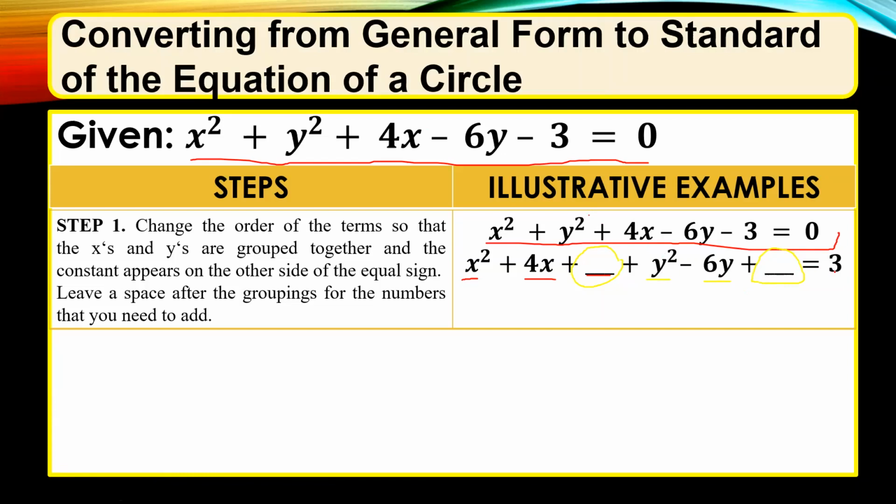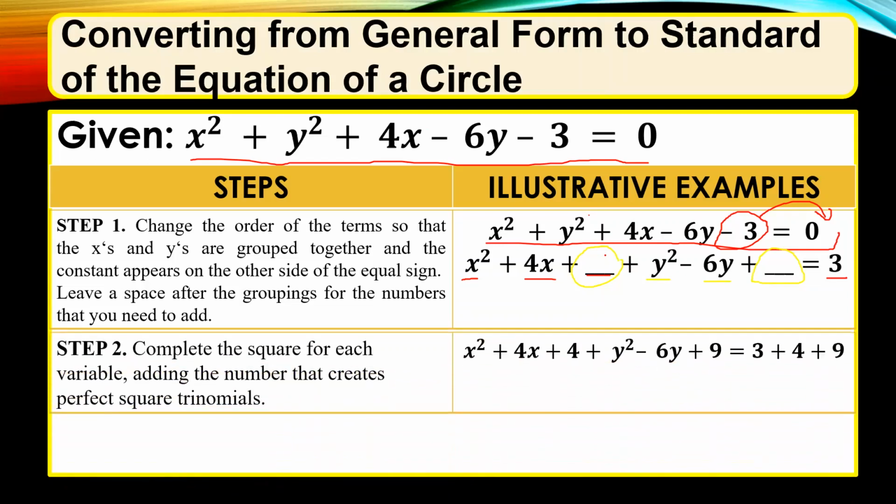Equals positive 3. Why positive 3? That is by transposition, or the additive inverse: the additive inverse of negative 3 is positive 3. So from negative 3, by transposition, that will be positive 3. Okay? So again, x squared plus 4x plus blank plus y squared minus 6y plus blank is equal to 3. We just group them in terms of x and y, and we transpose the negative 3 to the other side.